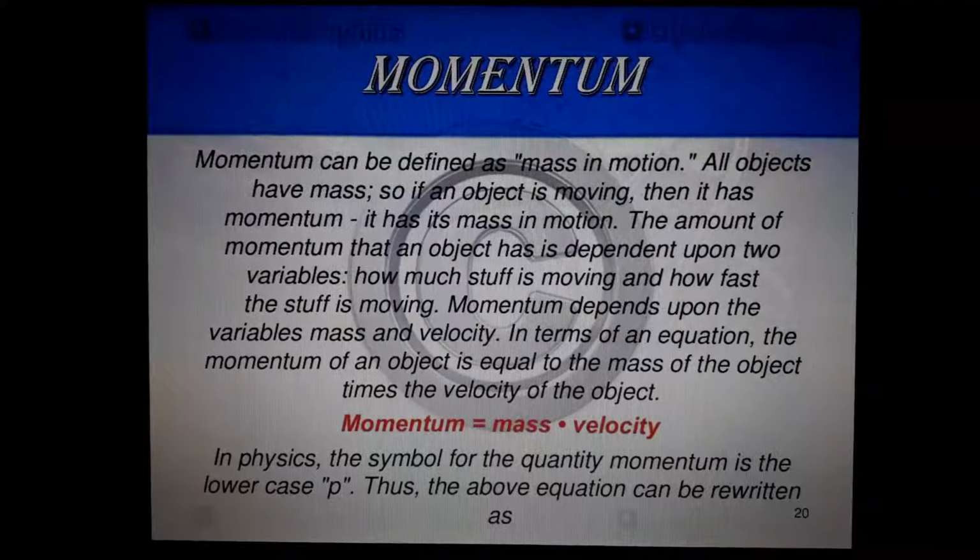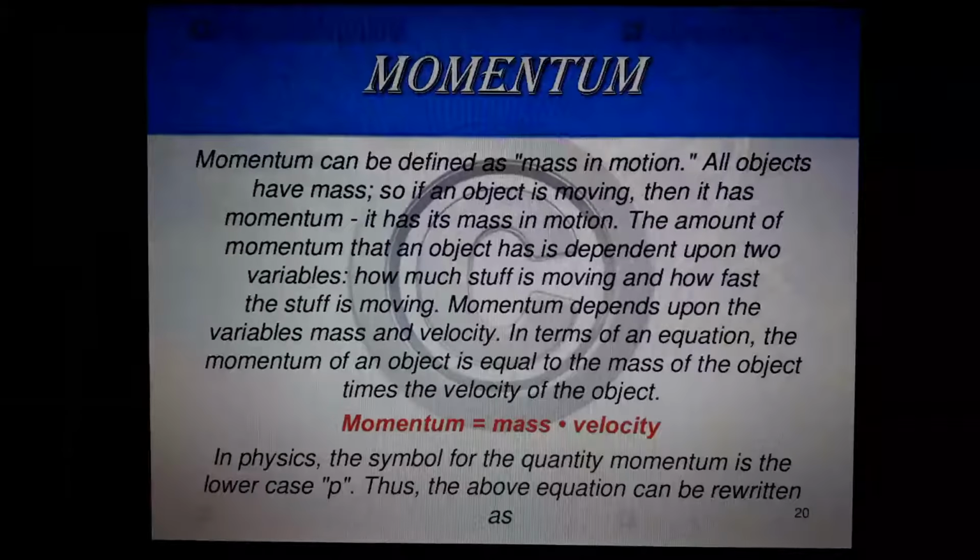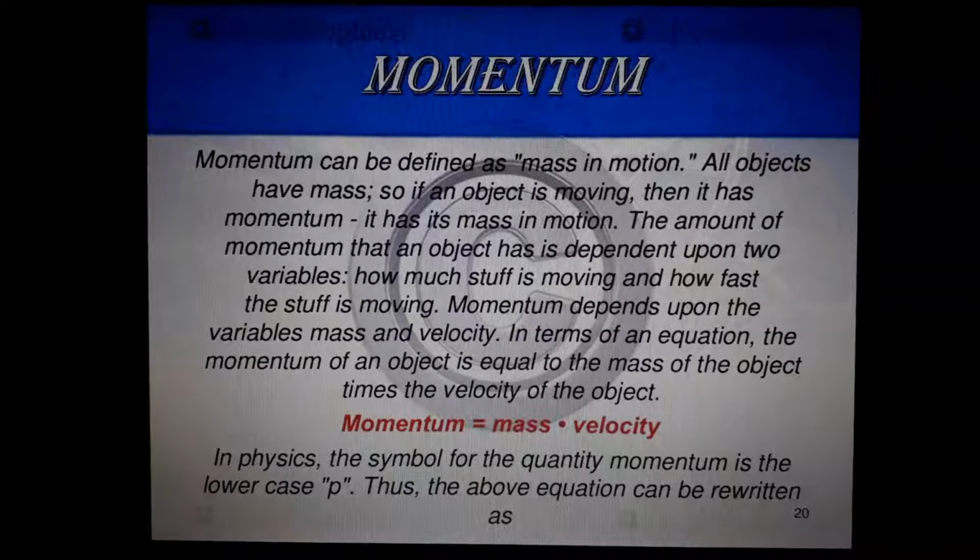Let's see. Momentum depends upon the variables mass and velocity. An object has mass, and motion means it has velocity. So momentum is what? Mass into velocity. Understand? Momentum is mass times velocity. In terms of an equation, the momentum of an object is equal to the mass of the object times the velocity of the object. That means, what is momentum?